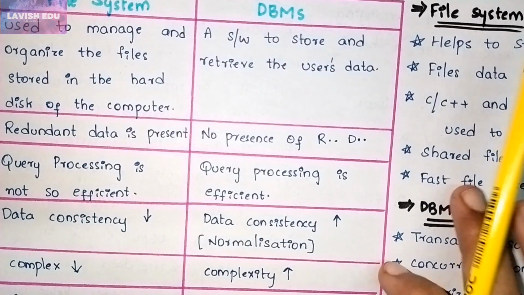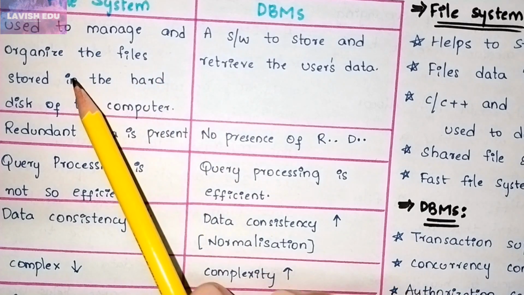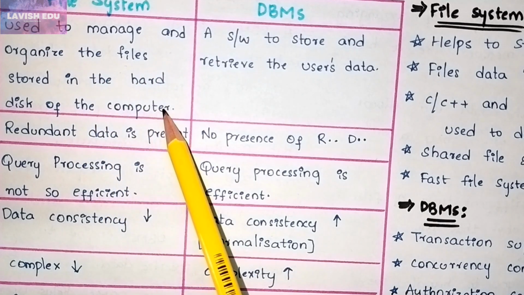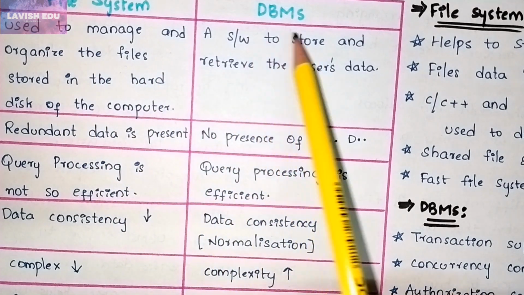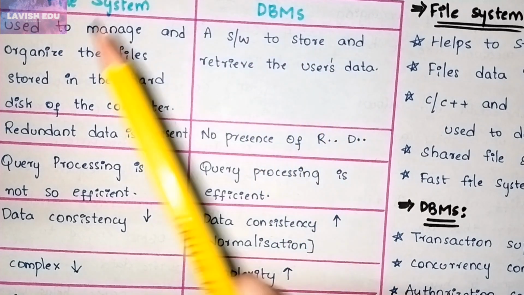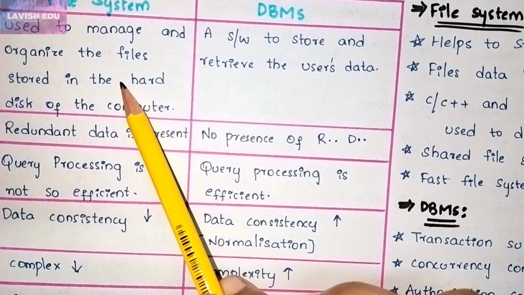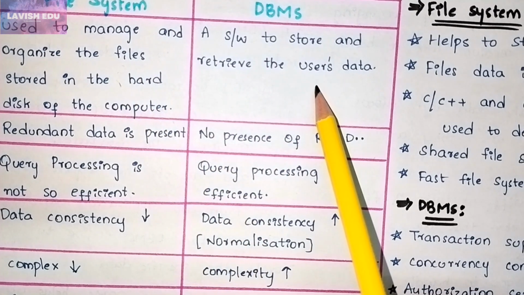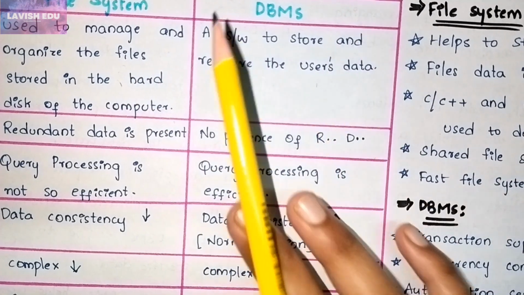Let's go through it. File systems are used to manage and organize the files stored in the hard disk of the computer, and a database management system is software to store and retrieve the user's data. These are nothing but storage in the form of files, and these help us in storing and retrieving the data easily.